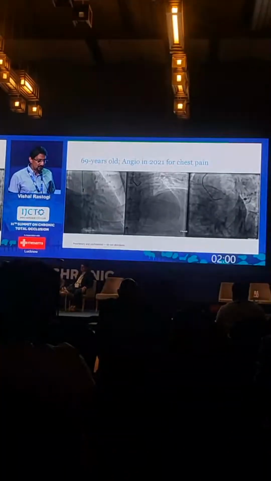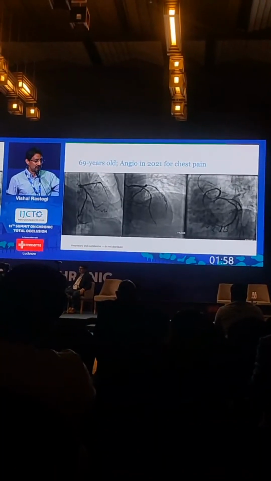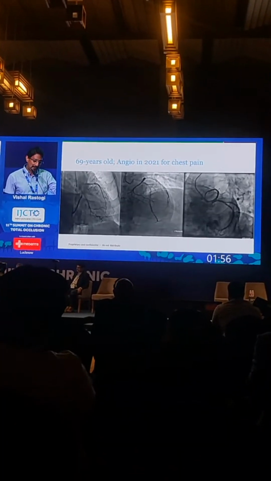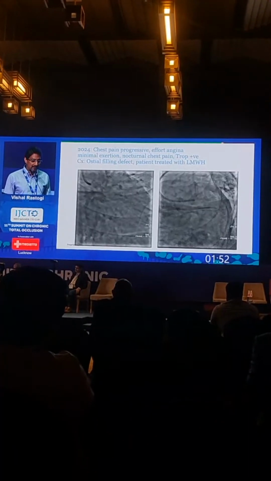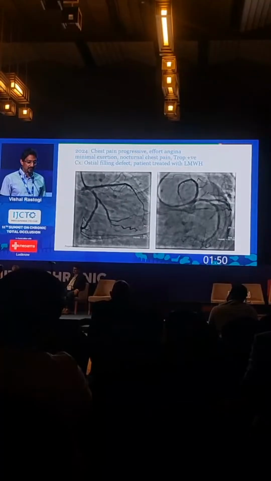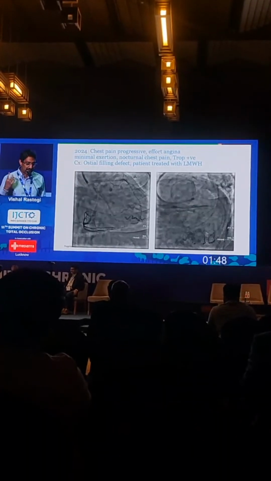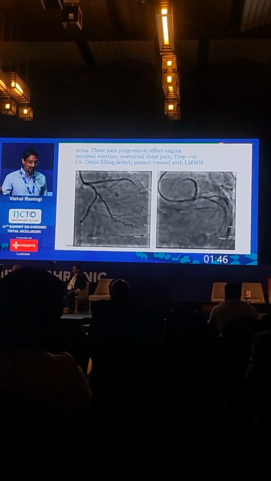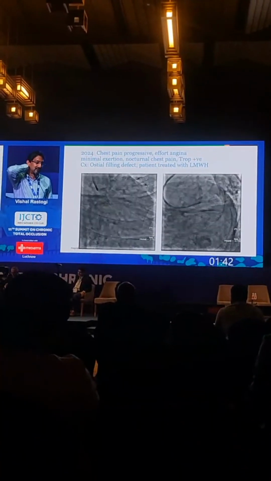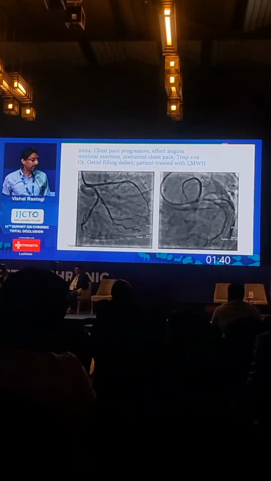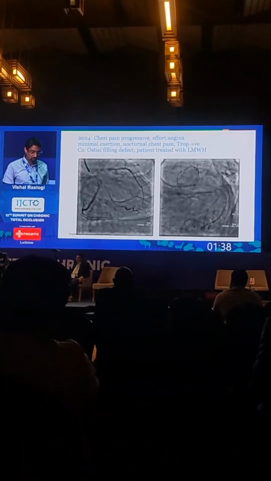Another patient, 69-year-old, who had angiography in 2021, and there was not any critical lesion. You can see there is a dominant circumflex, which is all right. But then again, the patient came with troponin positive, and now there was a filling defect at the ostium of the circumflex. The patient was treated at the outside center where they did the angiogram, and they thought this is thrombus, and they put the patient on low molecular weight heparin.